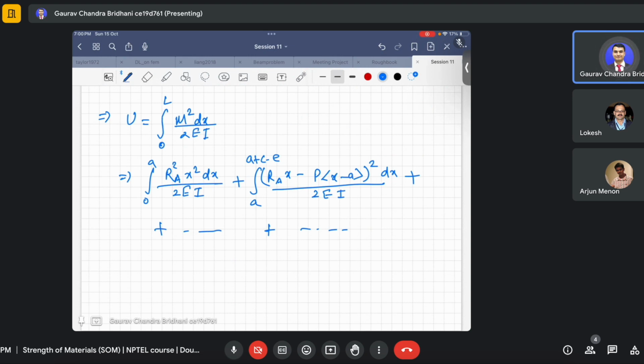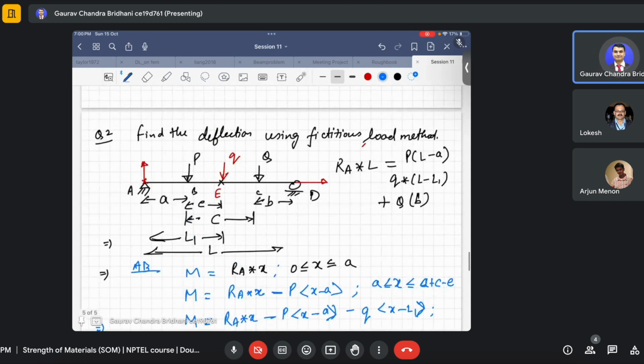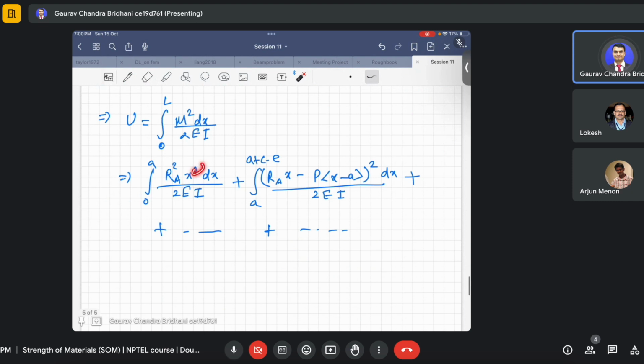As you can see, RA will not have an x term. RA is just a function of P, L, A and L1, meaning there is no x involved in RA. So in RA square there will be no x, only the squares will involve x, and you can integrate it very easily because it's in the numerator itself. x won't be in the denominator, so we can easily integrate this.